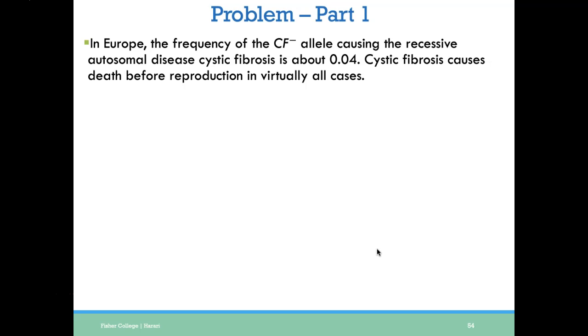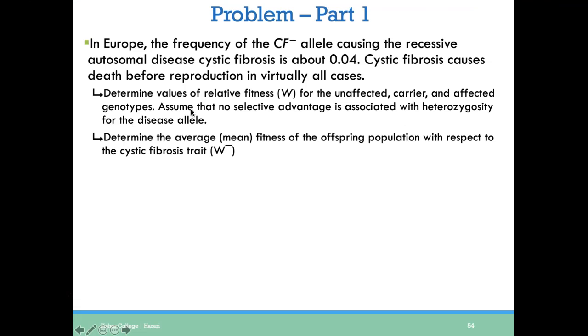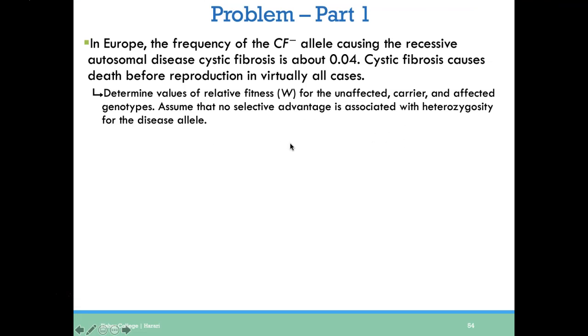So I want to start with a problem to actually put this into practice. So take a second to read this. So it says in Europe, the frequency of the CF allele causing the recessive autosomal disease cystic fibrosis is about 0.04. Cystic fibrosis causes death before reproduction in virtually all cases. Determine the values of relative fitness for the unaffected carrier and affected genotypes. Assume no selective advantage is associated with heterozygosity for the diseased allele. So to do this part, let's do this problem first and try to figure it out first. So pause here, and see if you can answer it yourself.